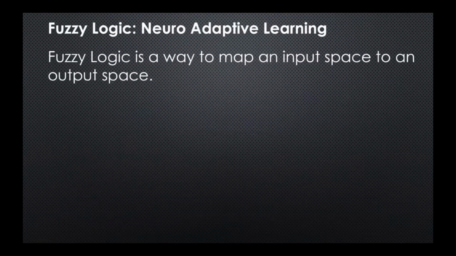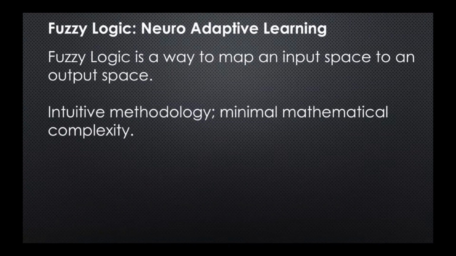But looking at fuzzy logic in particular, that's what we're going to be looking at today in terms of working with a nonlinear system. So fuzzy logic is a way to map an input space to an output space, essentially. And the great thing about fuzzy logic is it's an intuitive methodology with minimal mathematical complexity. There is complexity there when you're implementing it, but it is very intuitive, and you're not going to be necessarily bombarded with mathematics and all that kind of stuff. It's a very logical approach to learning about a system and mapping input to output.